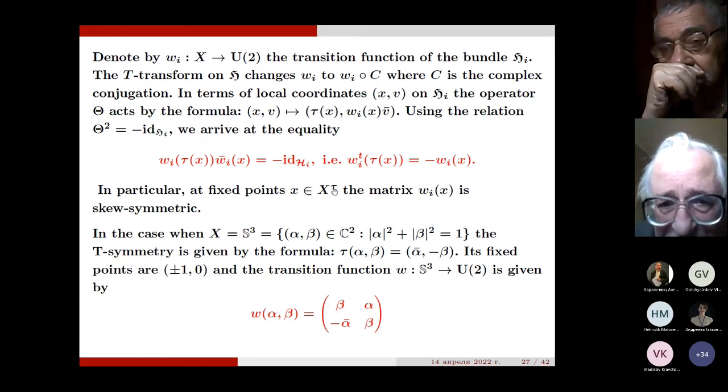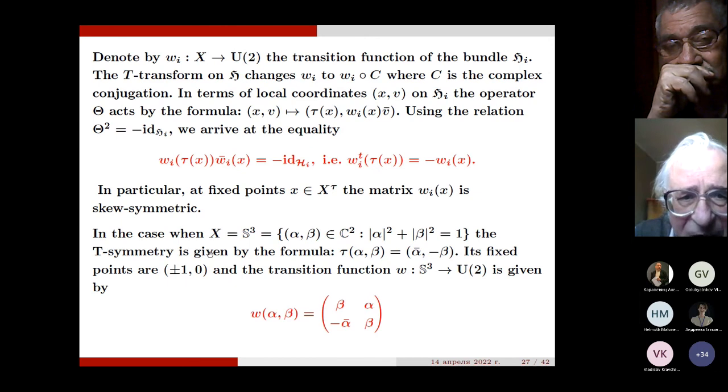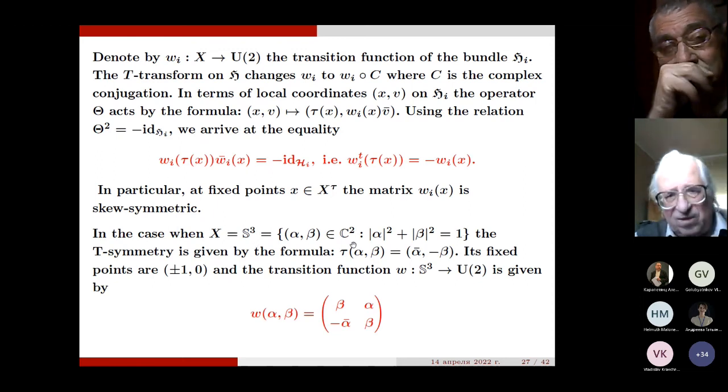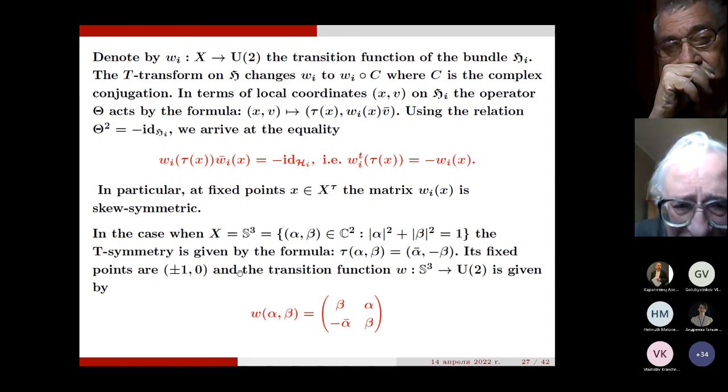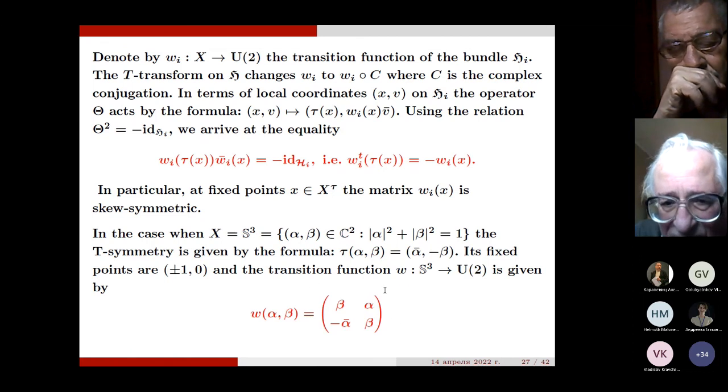What is important is that if we consider this relation at fixed points, so that tau of x is equal to x, the matrix W of x is skew-symmetric. This is very important for the future. Here is an example. If X is just S3, written in the standard form as a sphere in C2, then the T symmetry is given by this formula, just changing beta and conjugate alpha. Its fixed points are just two, and the transition function from S3 to U2 is given by this simple formula. So this is our transition function.